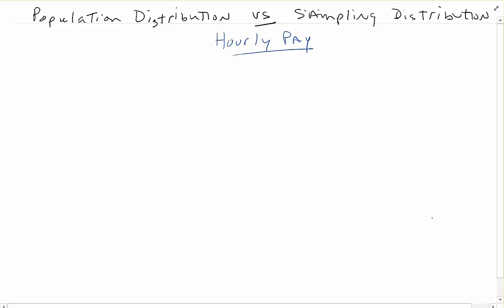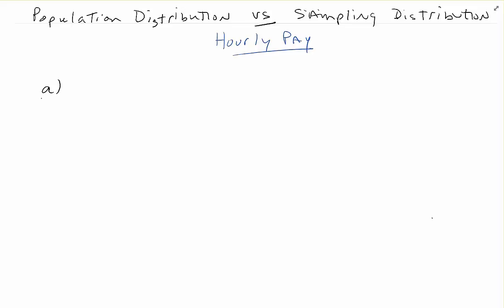Okay, let's look at another example. Hourly pay, comparing a population distribution to a sampling distribution. The mean hourly pay rate for financial managers in the East North Central region is $32.62, and the standard deviation is $2.32. Assume that these pay rates are normally distributed. Part A says, what is the probability that a financial manager earns between $30 and $35 per hour?